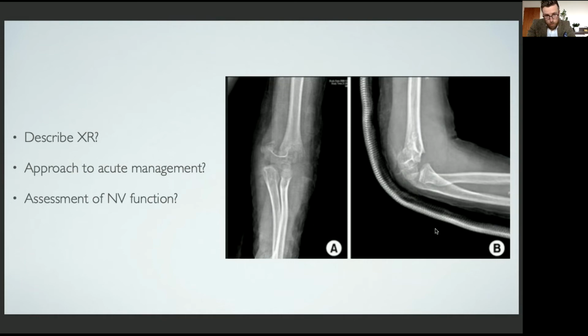Now, we're going to assume, for the purposes of your approach to acute management, that the above elbow slab has already been applied and you've gone down to ED and they say, can you see this kid? So you're there, it's been reduced. What do you do?